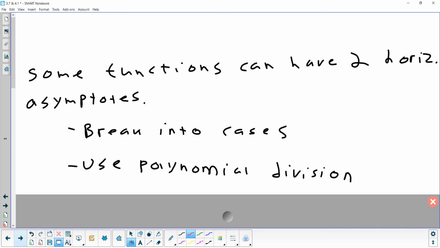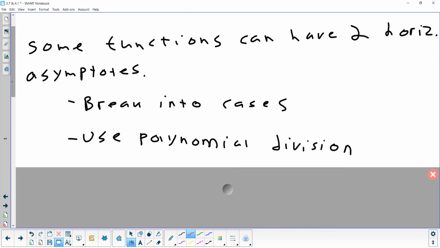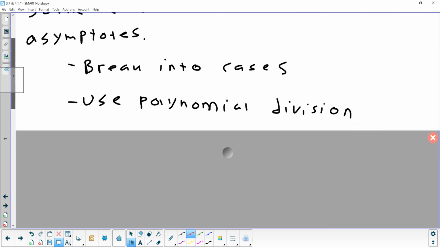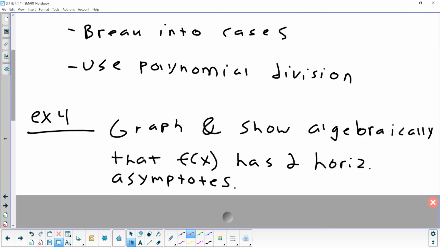So some graphs can have 2 horizontal asymptotes at the same time. The way we look at a problem like this is we break it into cases. And a lot of times we end up using long division, like we learned in chapter 3. So let me show you an example of a graph that has 2 horizontal asymptotes.